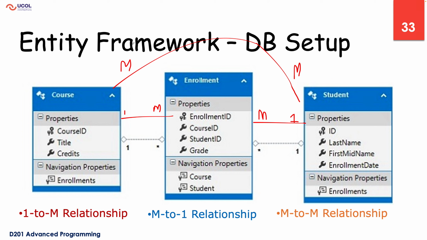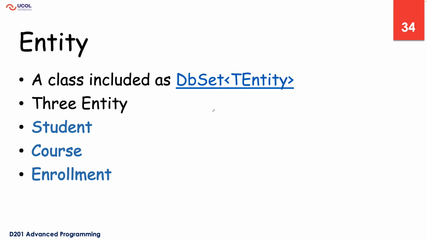We can't define that many to many relationship, because there will be a lot of data redundancy and so on, which we want to remove. So it's more like normalizing the database. These are the different types of relationships which exist between the tables, between the entities: one to many, many to one, and many to many. This is the model that we are going to implement in our practical session. So again, when we talk about the entity, the class is included as a DbSet in our context.